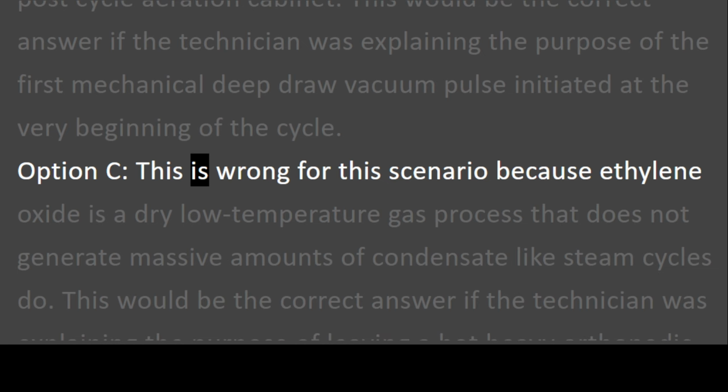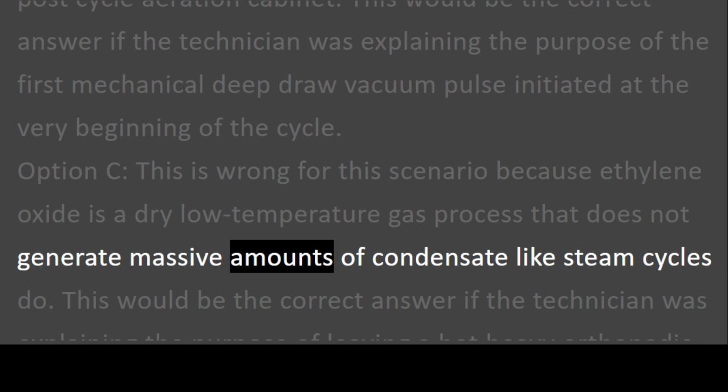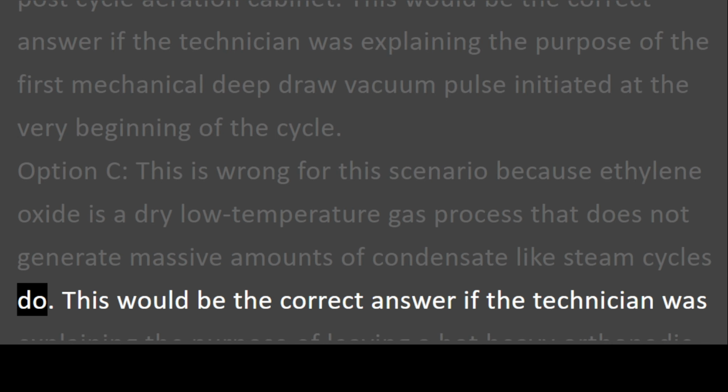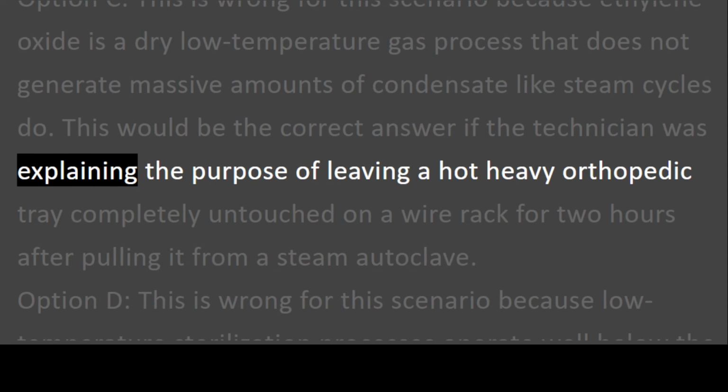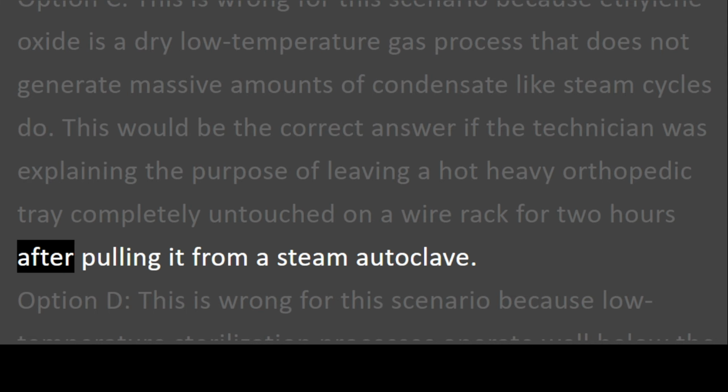Option C. This is wrong for this scenario because ethylene oxide is a dry low-temperature gas process that does not generate massive amounts of condensate like steam cycles do. This would be the correct answer if the technician was explaining the purpose of leaving a hot heavy orthopedic tray completely untouched on a wire rack for 2 hours after pulling it from a steam autoclave.